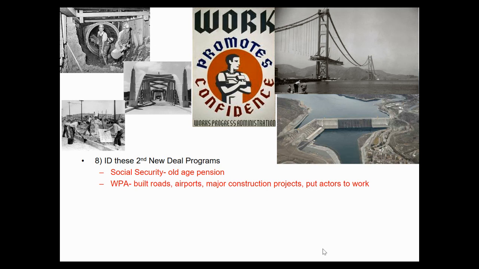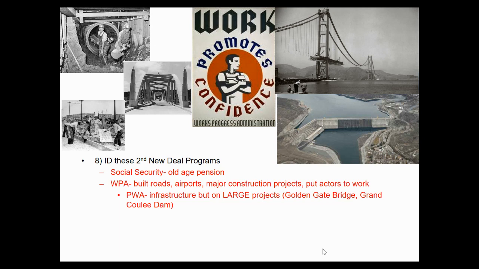It also put people to work, right? But a lot of these infrastructure projects were things that cities needed, like you can see in the upper left-hand corner: building a subway, building a bridge, building sidewalks, okay? Like the WPA, there's the PWA.